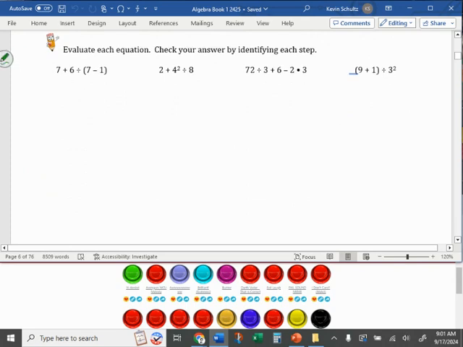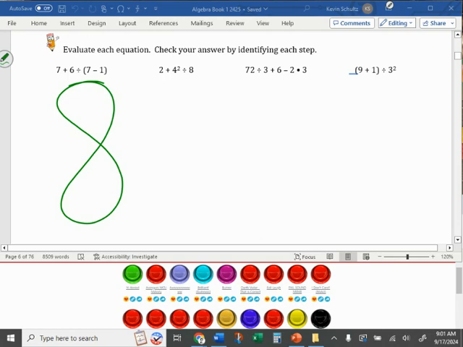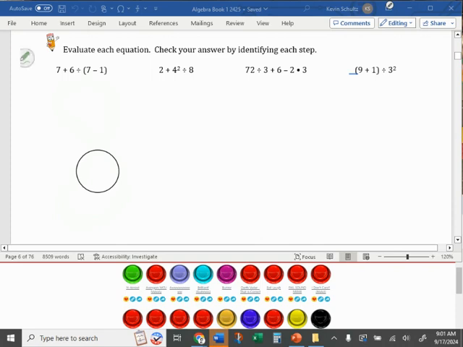It says evaluate each equation. Check your answers by identifying each step. So I didn't leave you this much space to write for you to simply go like this. Let's see. 7 minus 1 is 6. 6 divided by 6 is 1. 7 plus 1 is 8. Okay? I didn't give you that much space just to write your answer that largely. I do want to see you identifying each step.